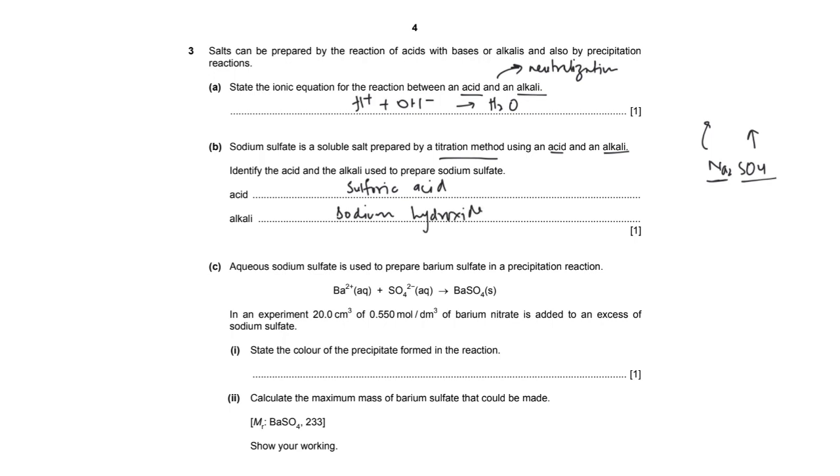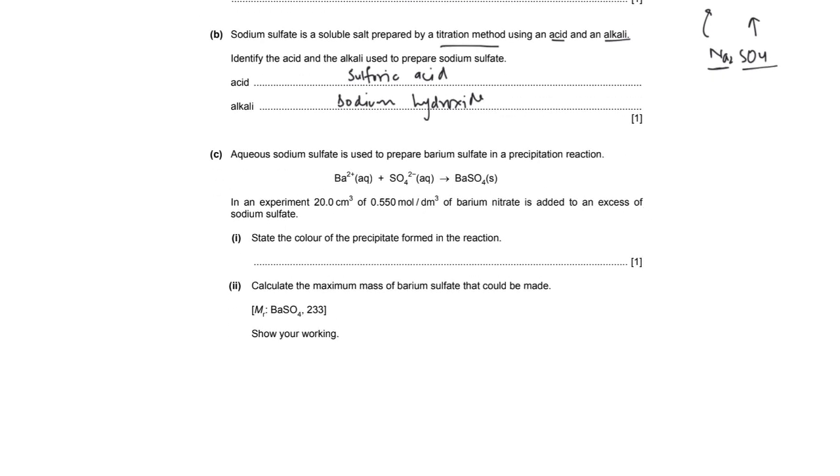Okay. The next part is state the color of. Aqueous sodium sulfate is used to prepare barium sulfate in a precipitation reaction. The ionic equation is already written. In an experiment, you are given the volume and the concentration of barium nitrate. It is added to an excess of sodium sulfate. State the color of the precipitate formed in the reaction. So barium sulfate is a white precipitate, obviously. It doesn't have any transition elements, so it won't be colored.